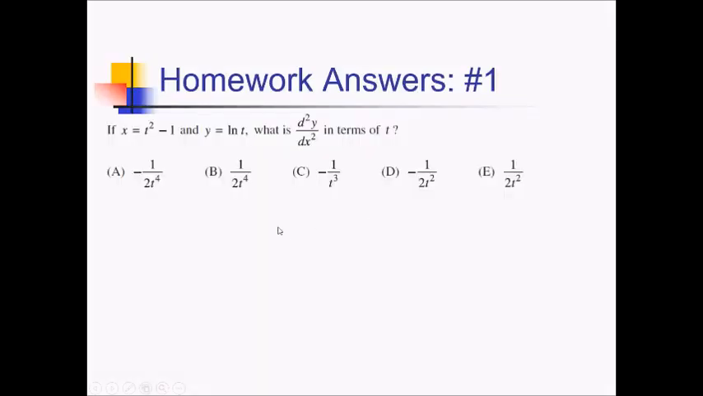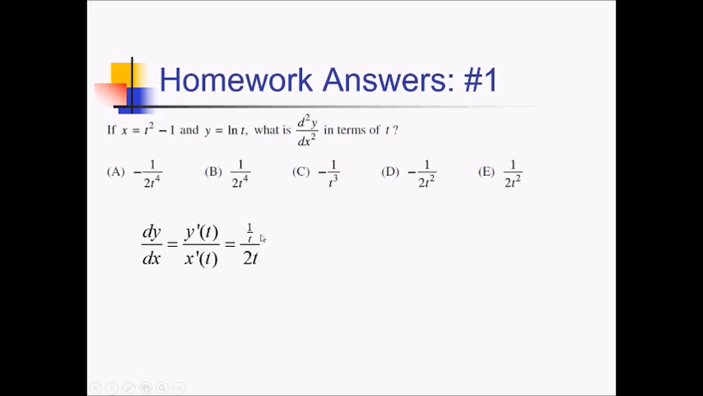On this problem, we're given x equals t squared minus 1 and y equals ln of t, so a parametric pair of functions here. We want the second derivative in terms of t. We're going to have to start by finding the first derivative, dy over dx. To get that, we're going to need y prime over x prime. So that's going to be 1 over t for y prime. X prime is going to be 2t, and then that 1 gets differentiated away.